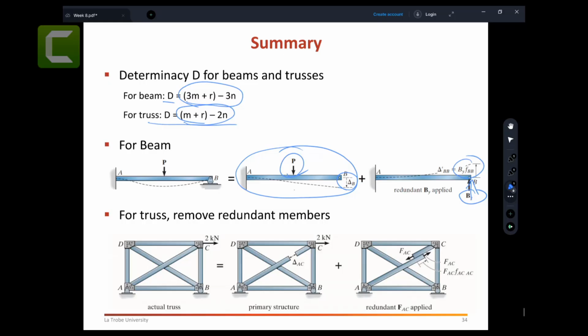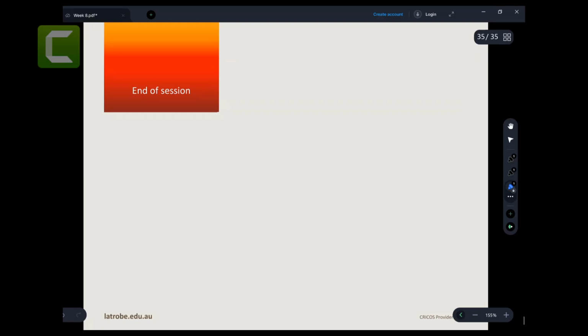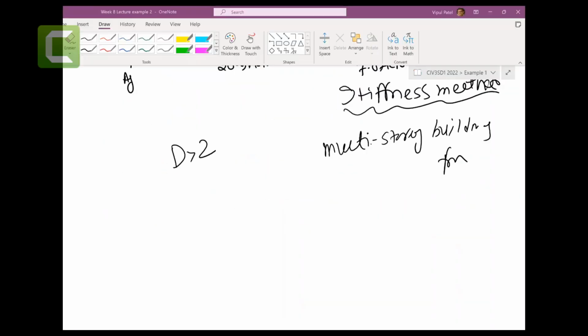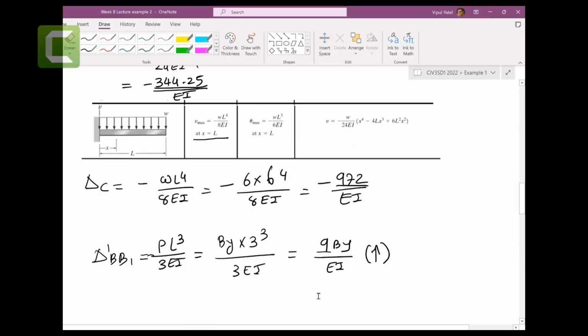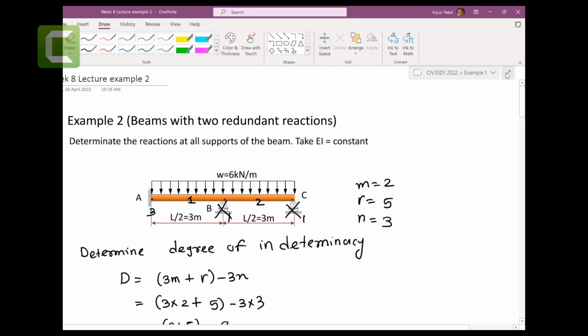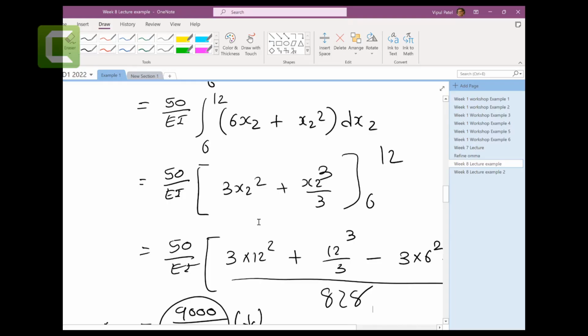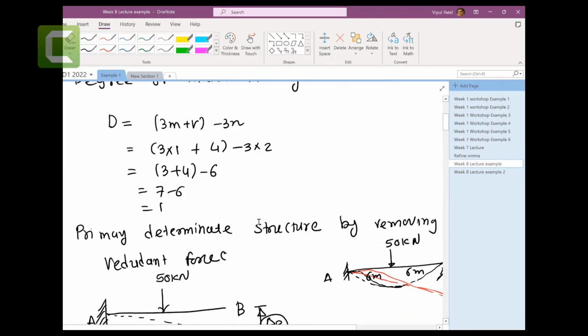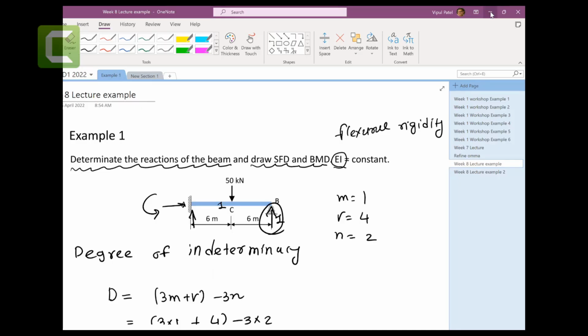So in that case, I suggest there are other methods that we're going to teach you, but these methods are particularly used to analyze indeterminate structures: trusses, beams, and frames. Frames are not in our course, but you can also analyze a frame using these methods. So any questions? I think I screwed up a few steps here. The one thing that I will correct is this: in my workshop examples, after this one, I will check what I did wrong and give you some more insight on that one.